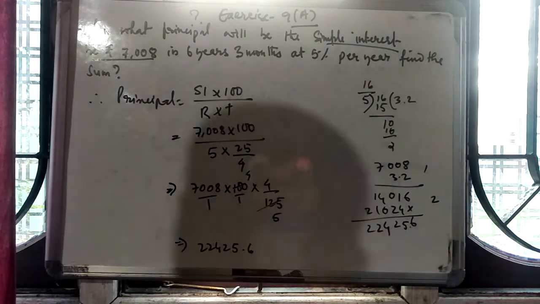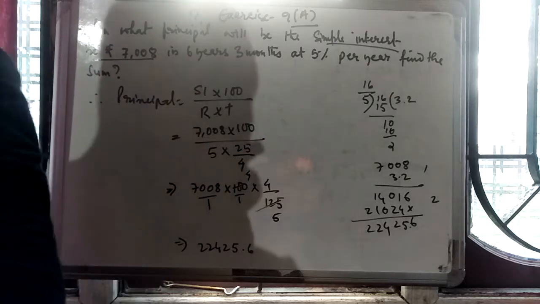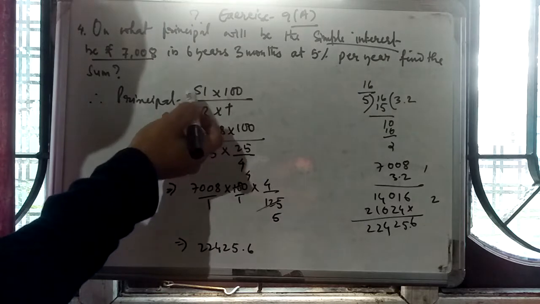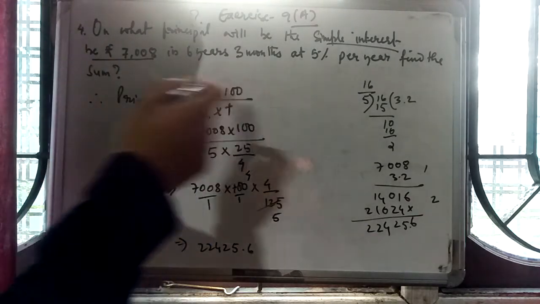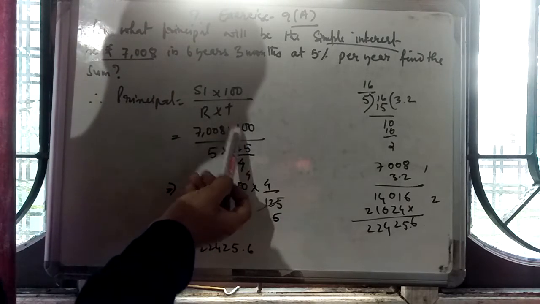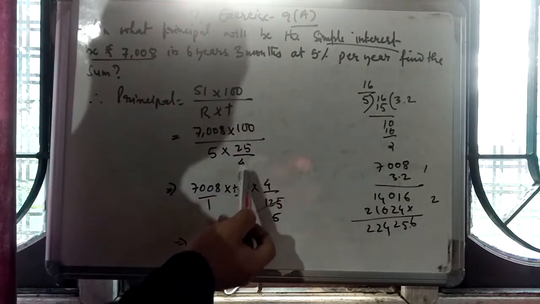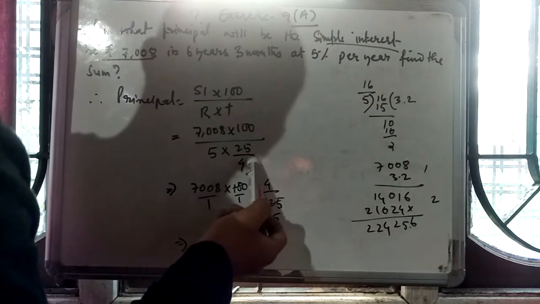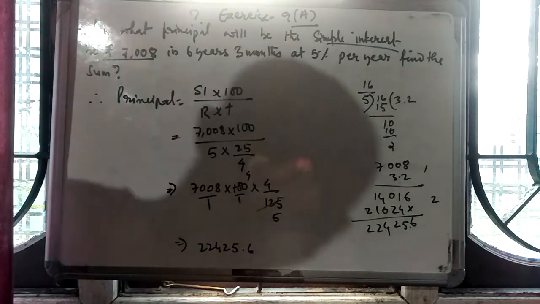Therefore, the solution of this question: on what principal? So we have to find the principal. According to the formula, principal equals SI, that is simple interest, into 100 by rate into time. The simple interest given is 7008, 100 is already in the formula, and the rate given is 5%. As we saw, 6 years 3 months converts to 25 by 4, so in place of time we take 25 by 4.